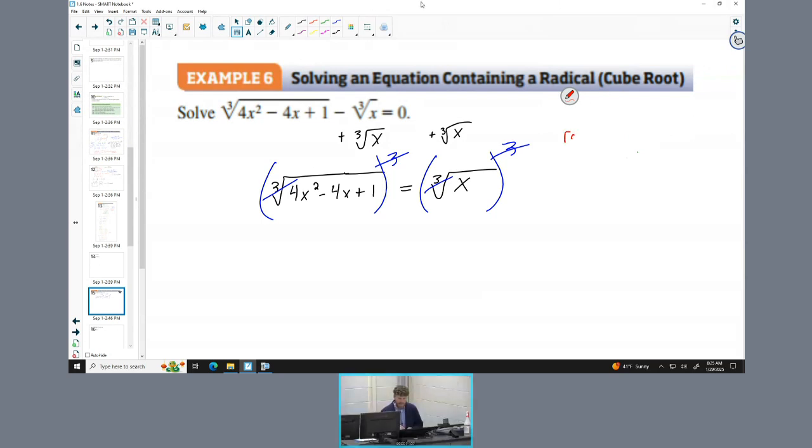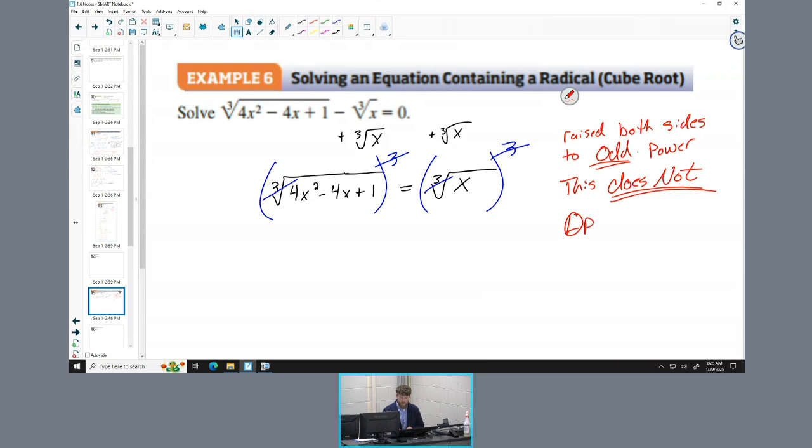Right, since we raised both sides to an odd power, right? It's odd. It's an odd power. This does not lead, or I'll just say open the door to extraneous solutions. All right, that's something that you need to know.